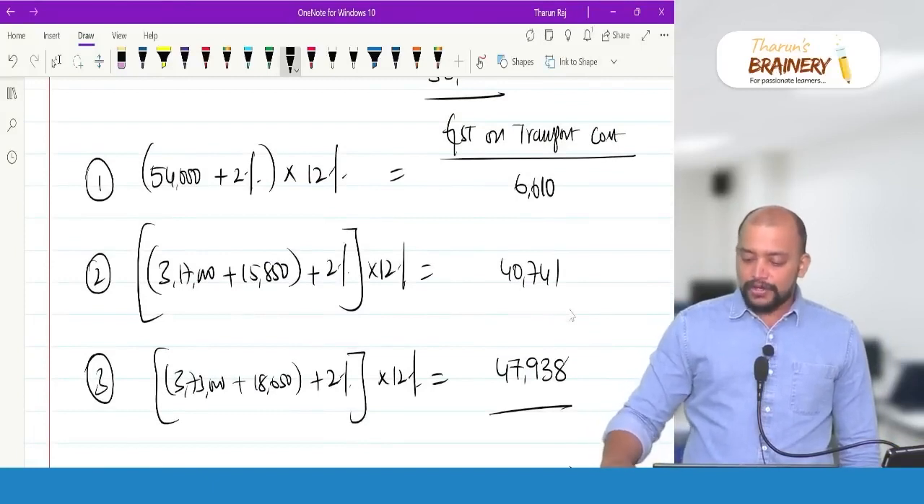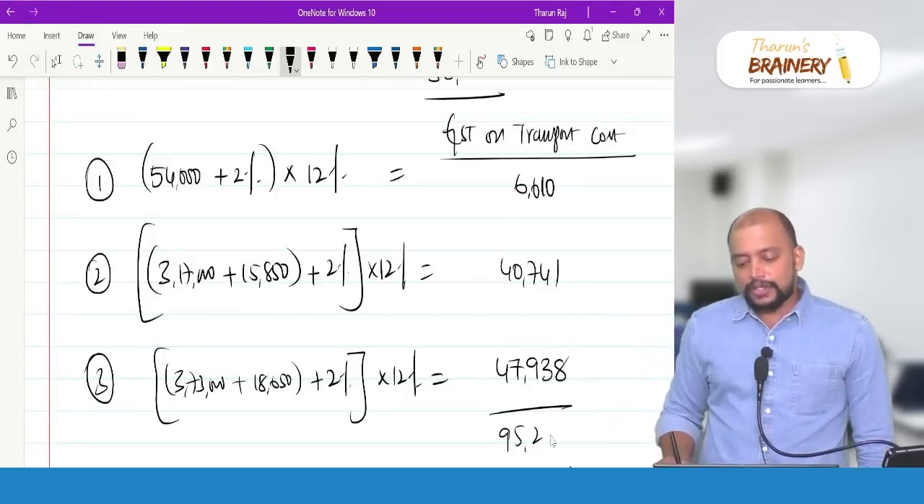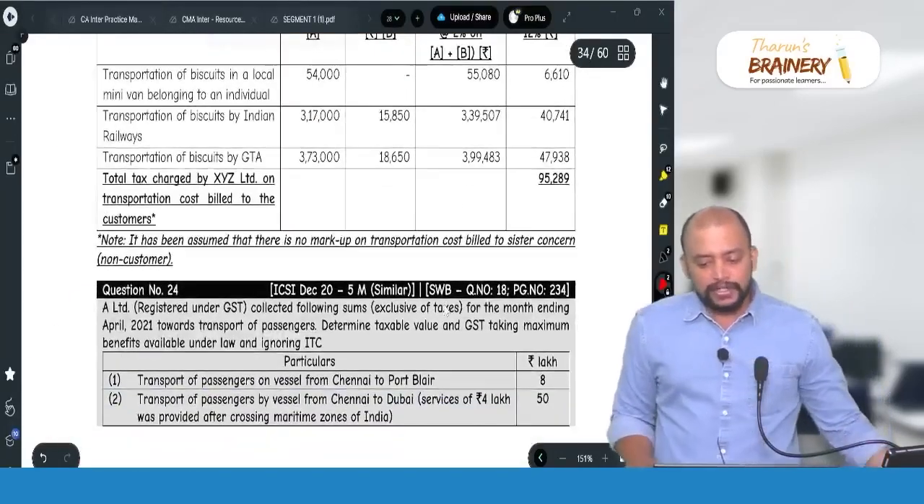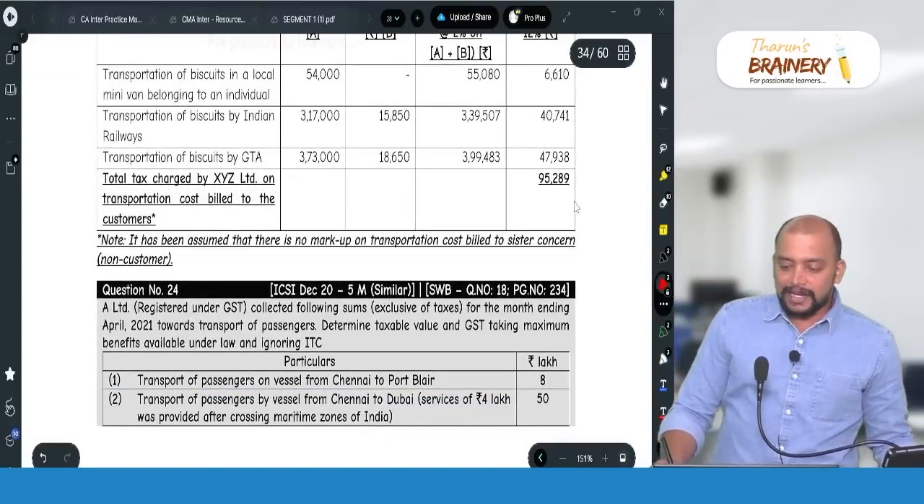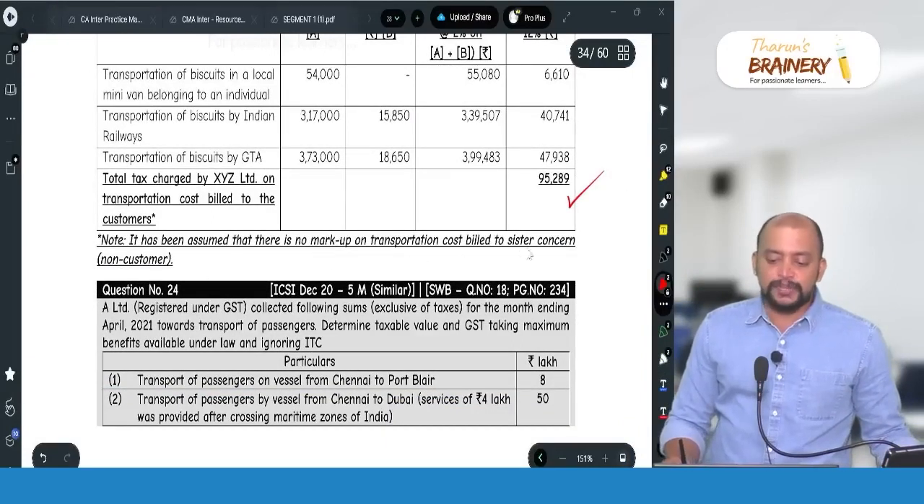6,610 plus 40,741 plus 47,938 will be 95,289. So therefore 95,289 will be taken. And it has been assumed that there is no markup on transportation cost billed to sister concern because they are non-customer.